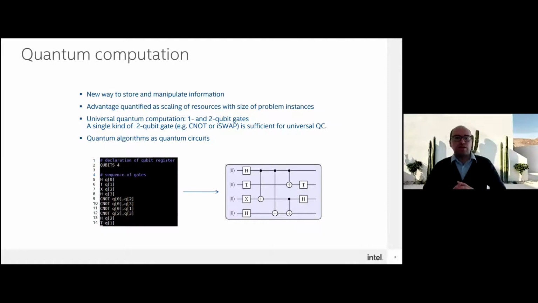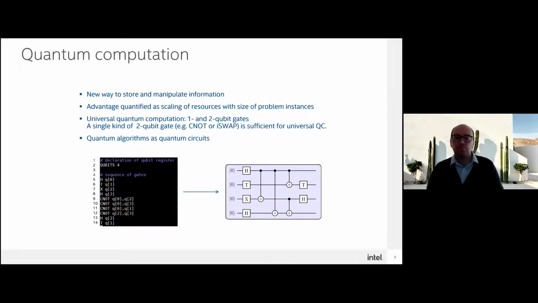Quantum computation. In a nutshell, quantum computation is a new way to store and manipulate information. And the hope is that having access to a different kind of operation that we call gates also brings different algorithms that have different scalings compared to their classical counterparts. The hope is really that in the scaling behavior, quantum algorithms are faster or require fewer steps of computation than classical algorithms.